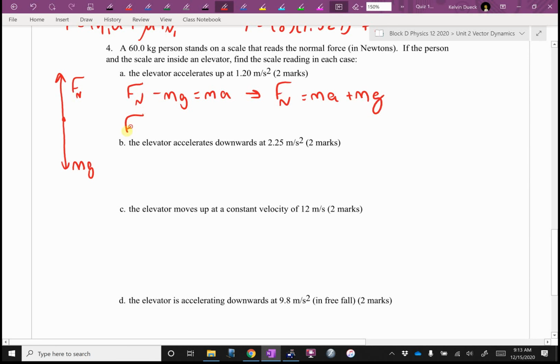It's going to be m(a) plus m(g): 60 times 1.2 plus 60 times 9.8. I could do that in my head. It's going to be 60 times 11. 660? Or am I wrong? Yeah, 660? Newtons.